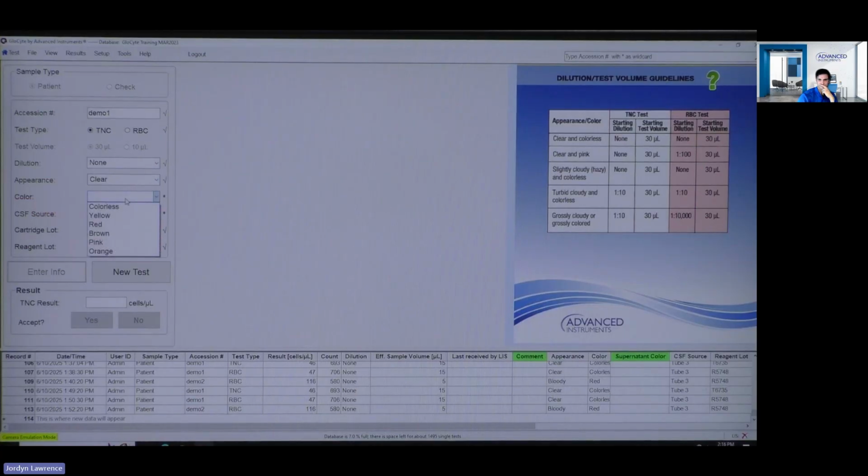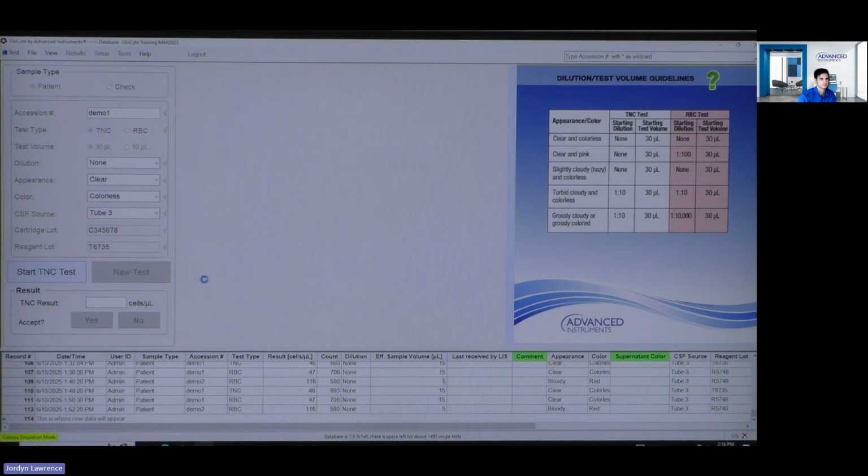And then also color. Nick went into this. The GloCyte has the ability to test all these different colors. But again, we have a healthy patient, so I'm doing colorless. Nick also went over today the different tube types. So this is really what your SOP states. So we're going to do 3 because that's what we normally see, but whatever your SOP says, that's what you're going to want to do.